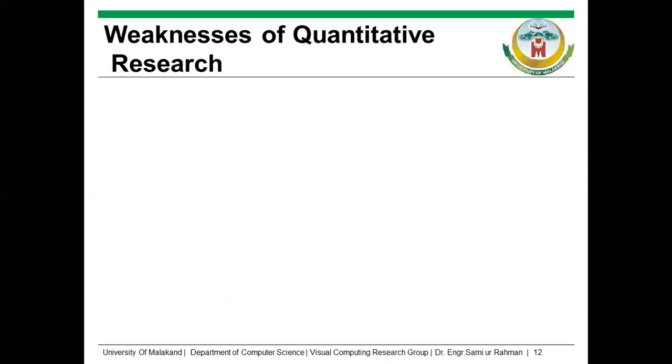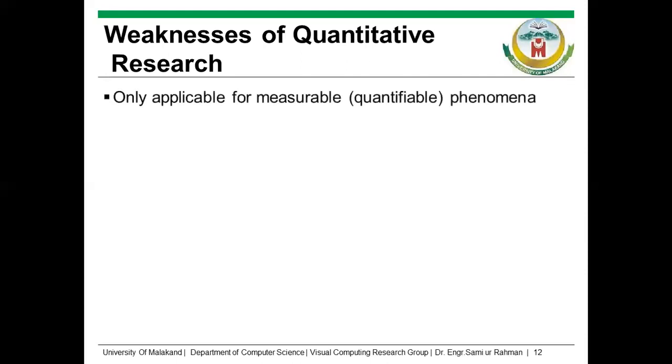Okay, now weaknesses in quantitative research. So what are the weaknesses? So these are only applicable to measurable phenomena. Okay, there are some phenomena which can't be measured. For example, emotions. So we can't numerically represent the emotions. How satisfied or how happy I am. So we can't quantify these values.